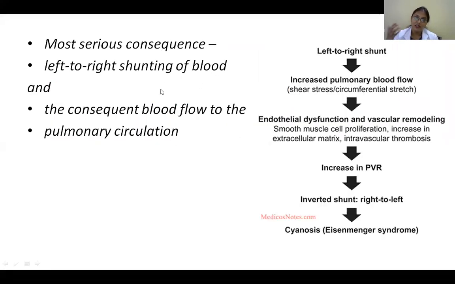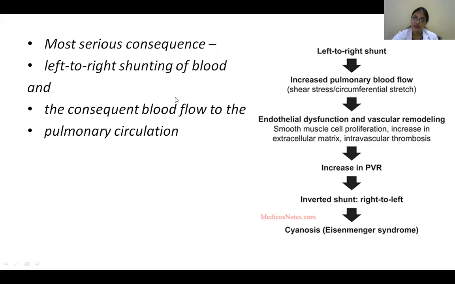So of all the heart diseases, when do you say it's going to become a fatal condition? It is when there's a reversal of shunting of the blood. Here, from the left to the right, there is a shunting of the blood and then there's increased blood flow. And then once the blood flow towards the right is increased, again it's going to shunt back right to the left. So that's called Eisenmenger syndrome, and it leads to cyanosis because deoxygenated blood enters into systemic circulation. So the most important consequence is this shunting of the blood.